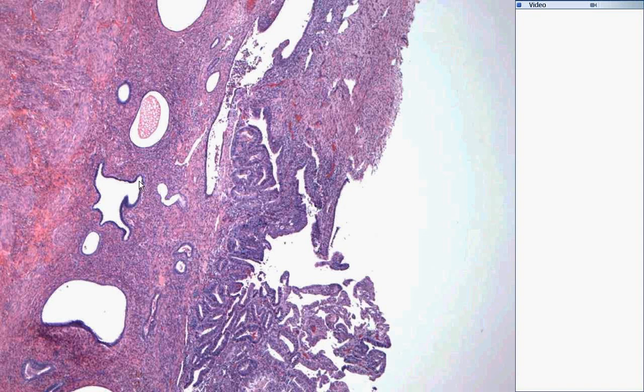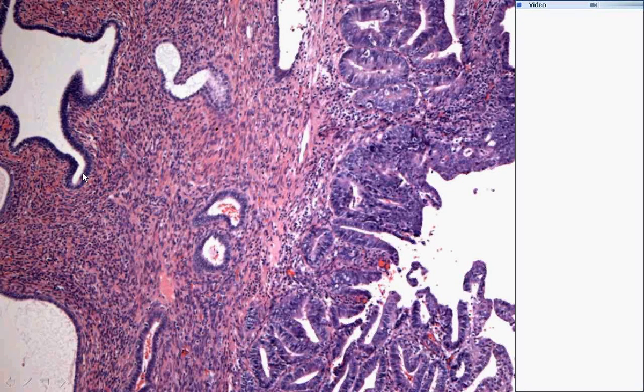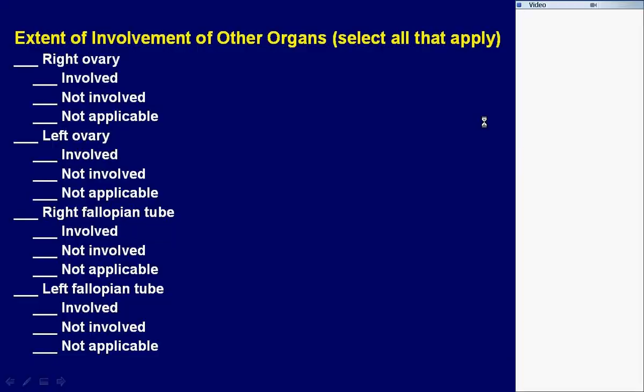So if you see these kind of glands, and there's a high power of that, which look like ciliated glands, and you see tumor here, this is involvement of the lower uterine segment. This is not involving cervix. For me to say cervix is involved, I actually have to see cervical glands here and tumor here. Without that, I would not call it cervical involvement.